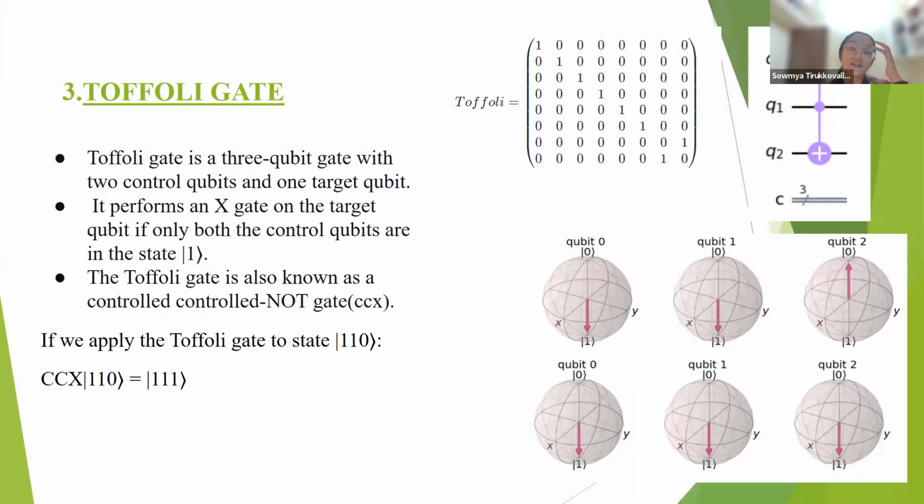The Toffoli gate is a 3-qubit gate with 2 control qubits and 1 target qubit. It performs an X gate on the target qubit only if both control qubits are in state 1. It's also known as the controlled-controlled-NOT gate. So when you have a 3-qubit system with qubit 1 in state 1, qubit 2 in state 1, and qubit 3 in state 0, applying this gate flips qubit 3 to state 1 because both the first and second qubits are in state 1.